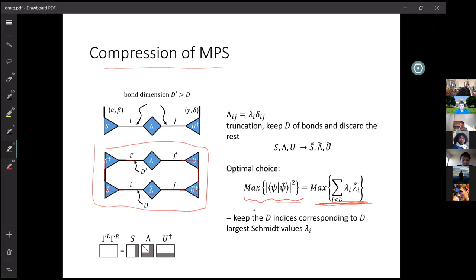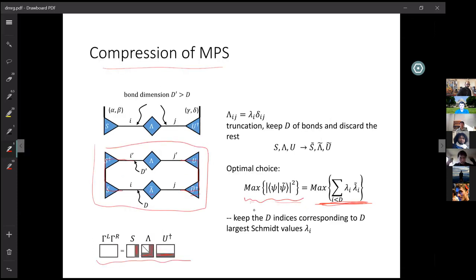So the truncation is done in the following way. Here, basically, I'm discarding the small diagonal elements and also the corresponding eigenvectors, the row and column vectors, and keeping the most important eigenvectors and eigenvalues.